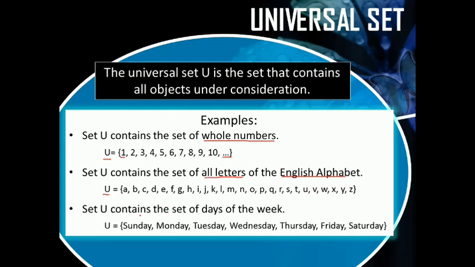And then we have the third example. Set U contains the set of days of the week. We know that there are 7 days in a week, right? So the universal set U has the elements Sunday, Monday, Tuesday, Wednesday, Thursday, Friday, and Saturday, which are all in all 7 elements. So it is complete. That is why this set U here is a universal set.